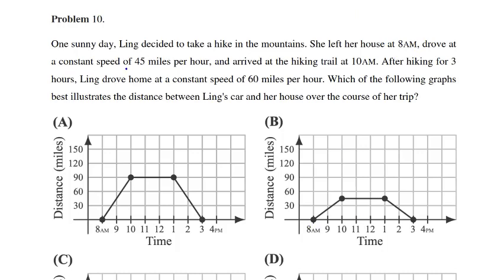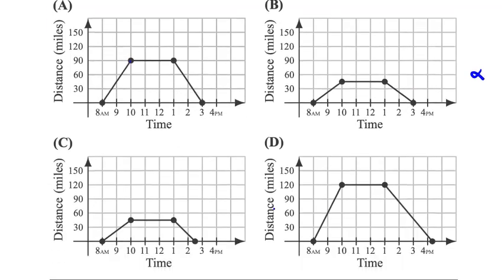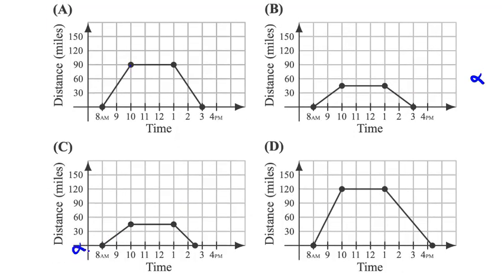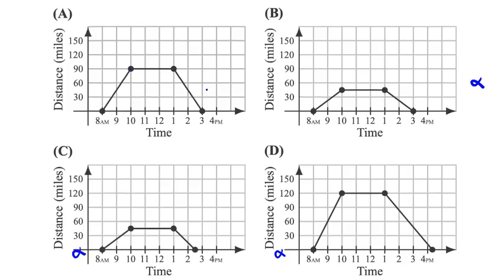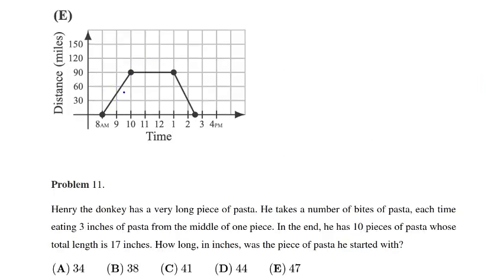Okay, so the first part here: start 8 a.m., drove at a constant speed of 45 miles per hour and arrived at the hiking trail at 10 a.m. So for 2 hours, and 2 times 45 is 90. So from 0 it should reach 90. So the first part here is correct. Here is wrong. This is wrong. This one is also 0, 90. This one is also wrong. E is also okay, we can't reject it. So 2 cases are left.